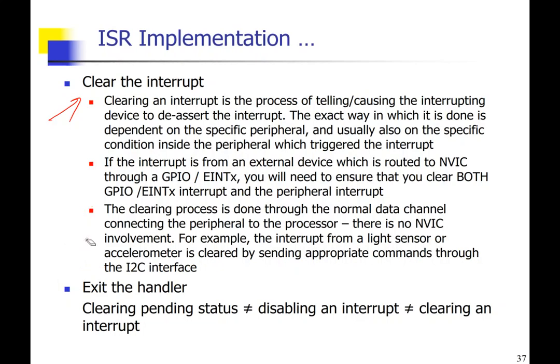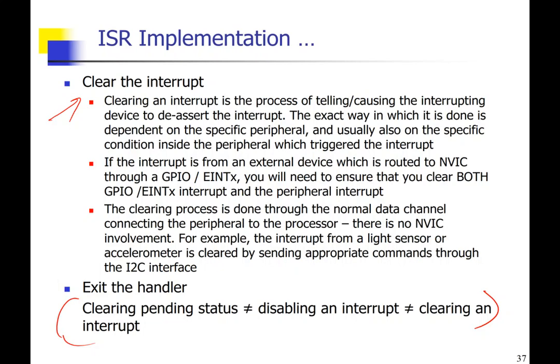Nothing standard about it, and clearing an interrupt has no involvement from the NVIC. So it is not something which is done at the NVIC side. And then exit the handler, and this is where I was before we finished the last class. Clearing pending status is not the same as disabling an interrupt, which is not the same as clearing an interrupt. Clearing pending status is something which is done at the NVIC side, right?